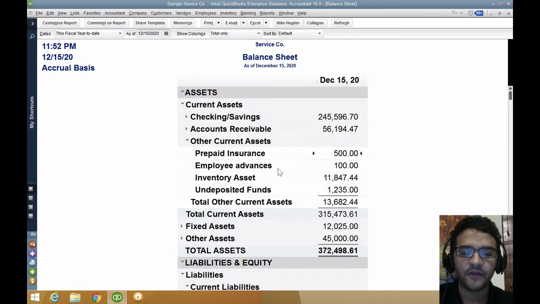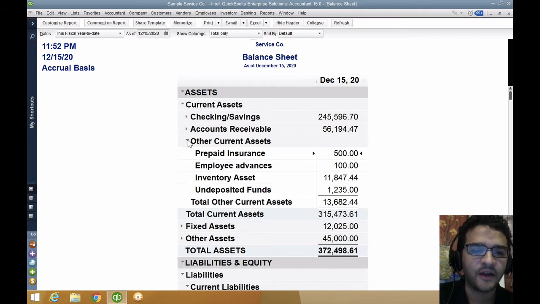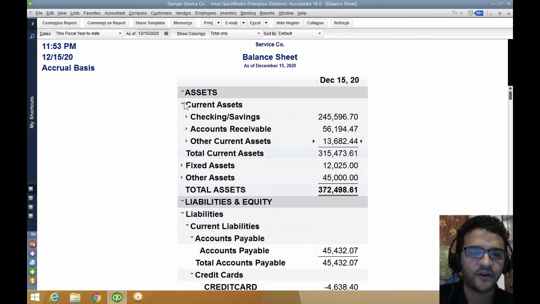And then in the other current assets, we have things like undeposited funds, which are customer payments that we received recently that we haven't made into the bank. Prepaid insurance, because typically we don't pay insurance more than a year in advance. Something like an employee loan or even a shareholder loan, and inventory. Those are the typical things that we see under current assets. So those three are the components of current assets.